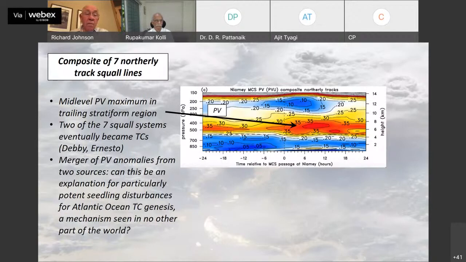So to summarize here, we have a composite that shows, if we look at the composite PV structure, an enhanced PV behind these squall systems. And by the way, two of these squalls became tropical cyclones, Debbie and Ernesto. It's the merger of the PV anomalies from two sources, one associated with the melting that extends this PV anomaly a little bit lower down, and the other from the Saharan heat low area, that has the PV increase at a higher level. So you get an expansion and strengthening of the PV anomaly, which could potentially provide more potent seedling disturbances for Atlantic tropical cyclone genesis, perhaps a mechanism seen in the northern part of the world because of the unique situation over West Africa. So the last slide is this one here.